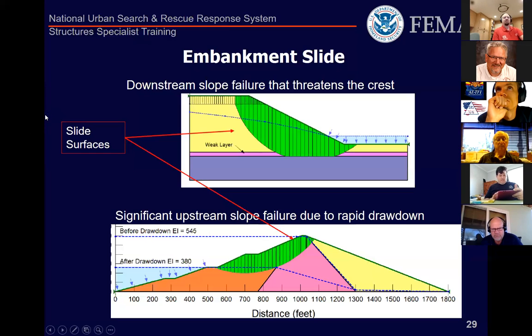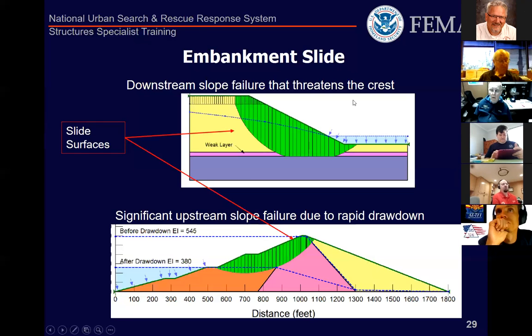We can do the same thing on the upstream face if we have a rapid drawdown. And that rapid drawdown can be either intentional or unintentional. We could, as part of our mitigation process, decide we need to lower the pool. And if we lower the pool too fast and that slope is unprotected, or has a weak layer in it, we can cause a slide failure on the upstream face.